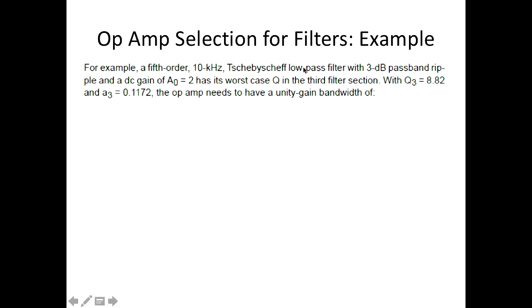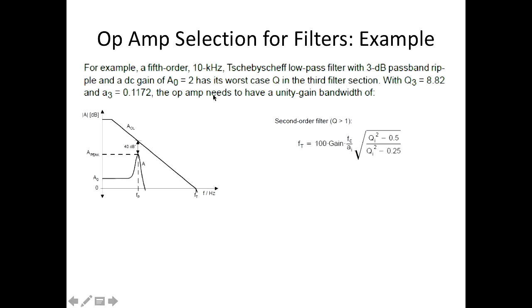For a Chebyshev filter, in the last lecture, if you see the filter chart, for the third stage your Q3 will be 8.82, and A3 will be 0.172. You can check the filter chart. Then you can find out what op-amp you need if you want to reduce the gain error. If Q value is greater than 1, because Q3 equals 8.82, FT equals 100 times gain times FC divided by A3 times the root of Q squared minus 0.5.